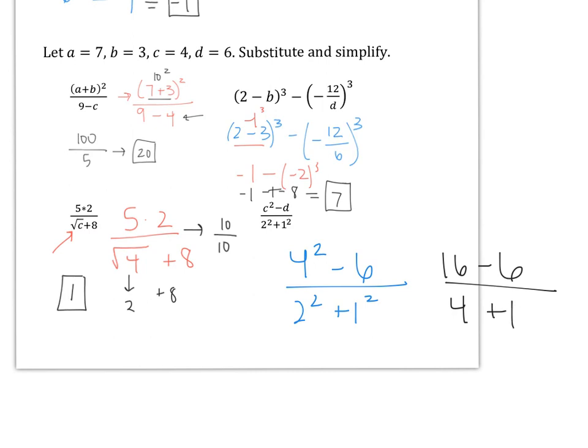So 16 minus 6 is 10. And 10 divided by 4 plus 1 is 5. 10 divided by 5 is a final answer of 2.